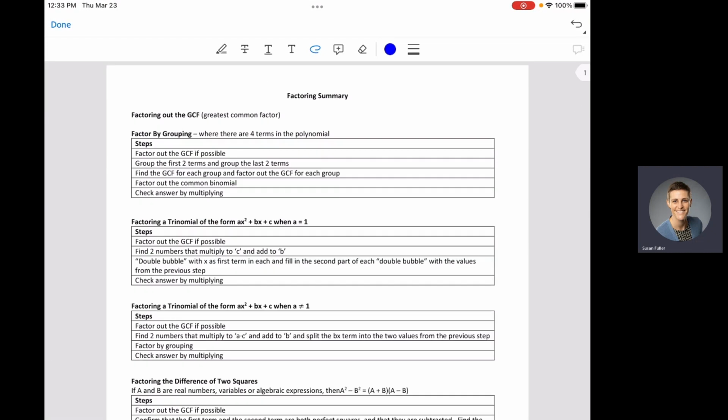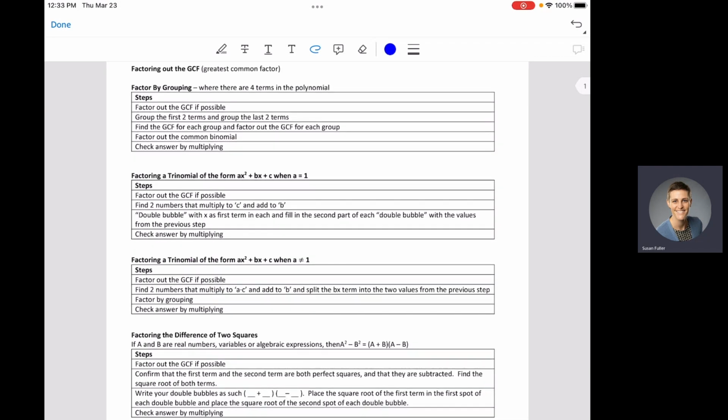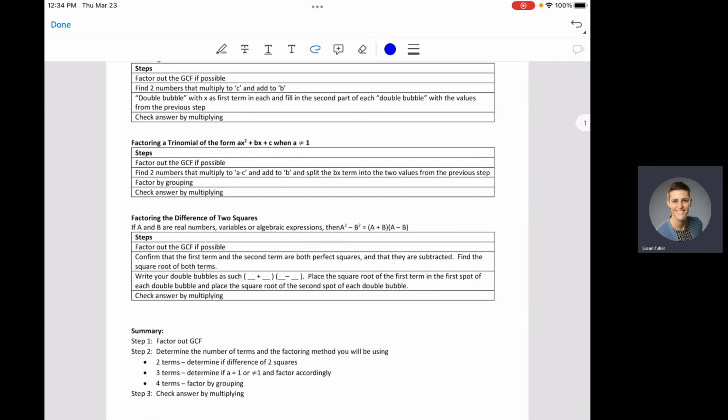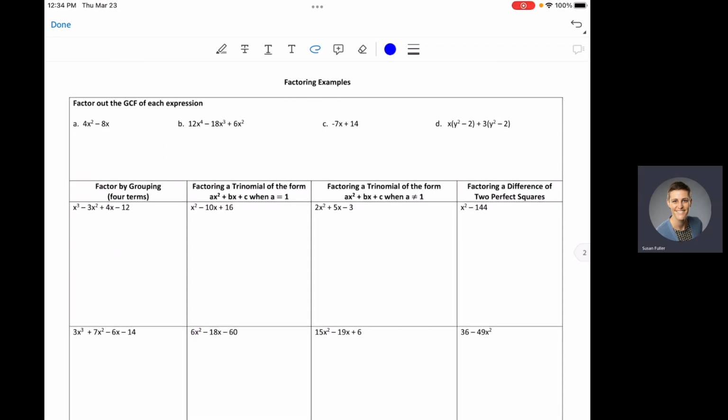You'll need two different documents that will be going through here to help you. The first one is your part one, that's your factoring summary. It goes through step by step what to do for each process. And then there's a part two, which is the examples, and we'll go through all of these examples together. So make sure that you have these available for you. And here we go. So we'll start with the first one.